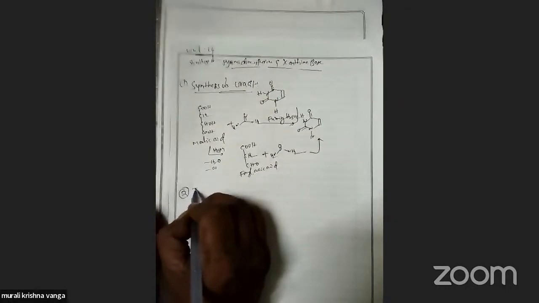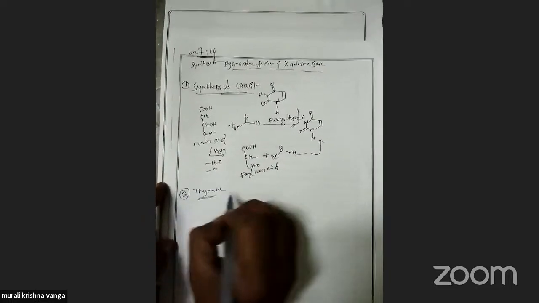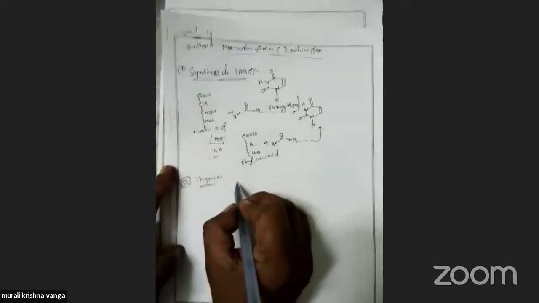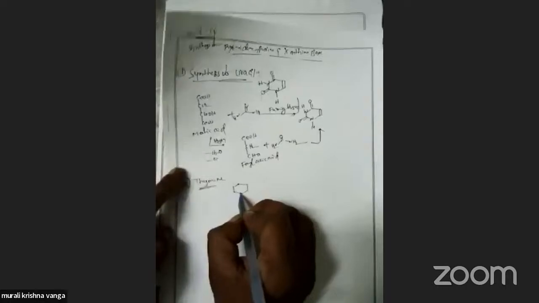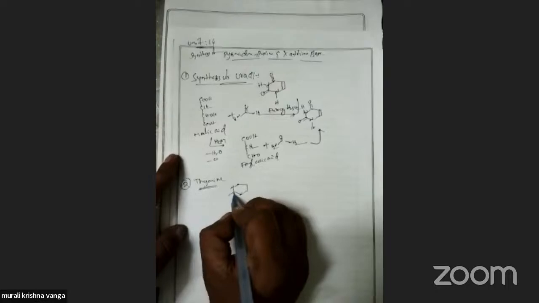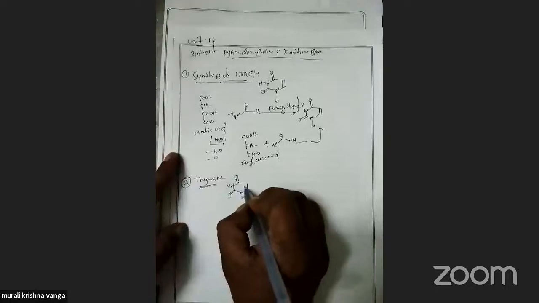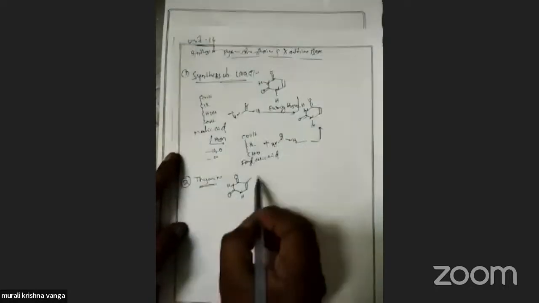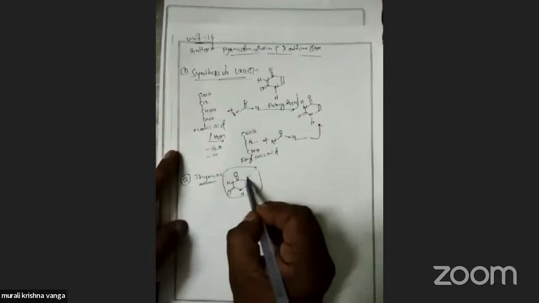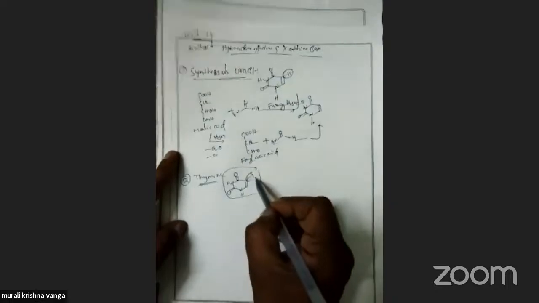Second one is synthesis of thymine. The structure of thymine is this. See here, in this case, methyl is there. Here only hydrogen is there in uracil. If you replace this hydrogen with methyl, it is thymine.